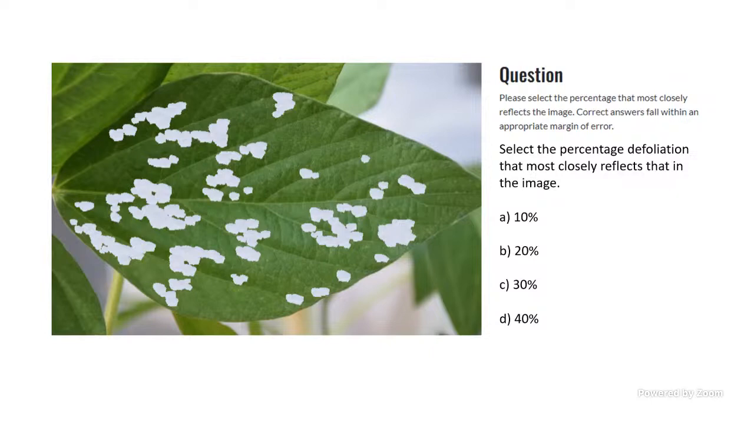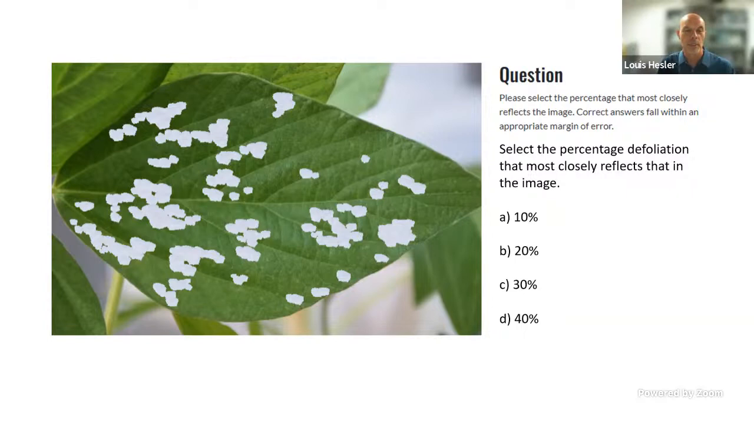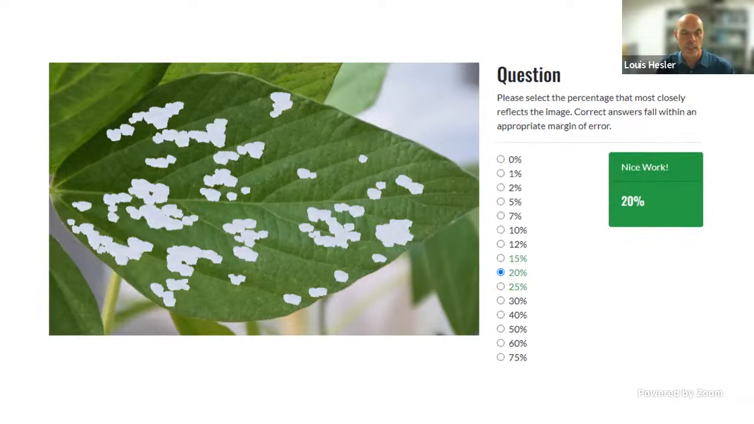Good. So we had a range of answers, I'll leave it at that. But we had some that said 20%, and that's what this turns out to be. It's 20% defoliation on this leaf. So again, it points out some of the challenges in estimating the percentage of defoliation.